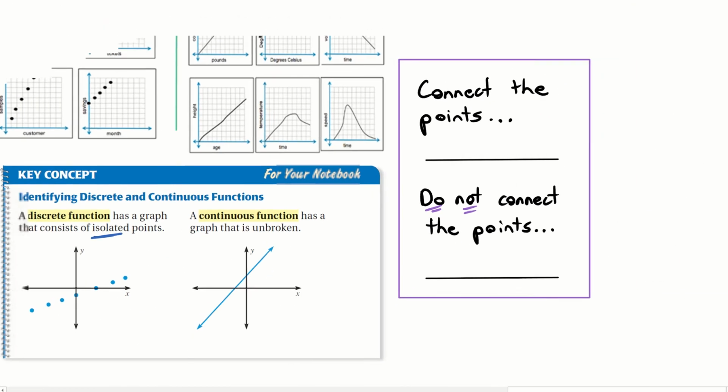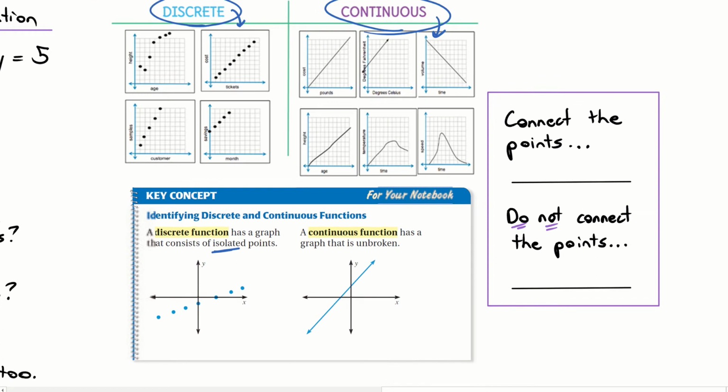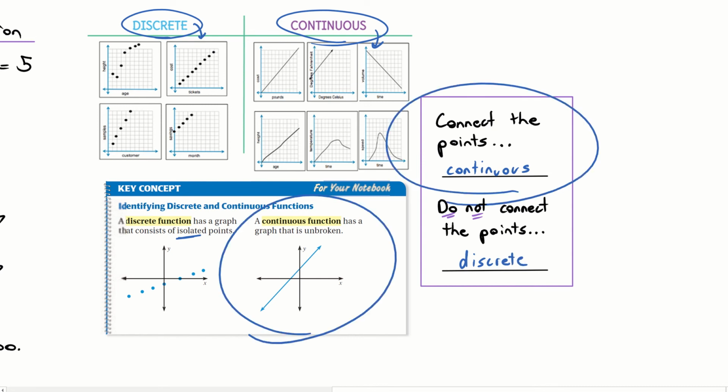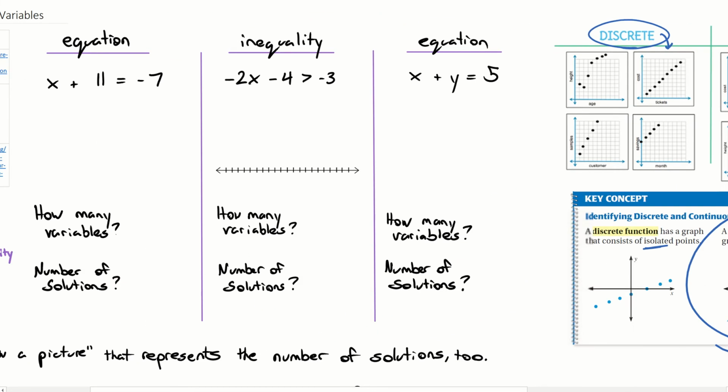Here, if you connect the points, what kind of graph do you have? What kind of function do you have when you connect the points? Yeah, that's continuous. Very good. But when you don't connect the points, that's when we call it discrete. Going forward, we're going to be dealing with continuous functions. So let's start connecting those points, and let's see how, and let's see why. So here we go, folks.